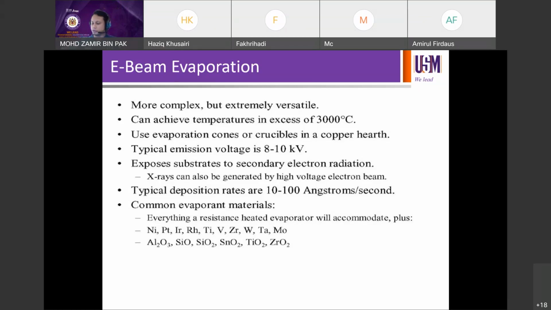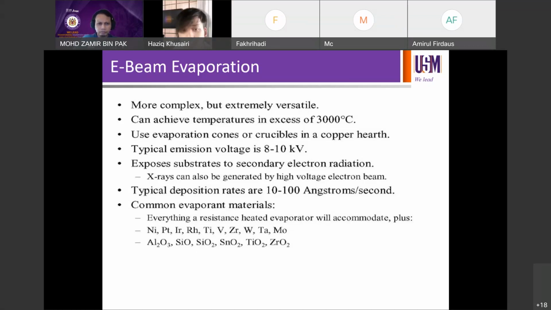If you compare to thermal evaporation, it is typically up to 1000 degrees Celsius melting point. You can push, but then you need a very high current to initiate evaporation. So that's why the common materials are with melting points of lower than 1000 degrees Celsius. So electron beam can achieve temperatures in excess of 3000 degrees Celsius. So that's like 2000 more. Use evaporation cones, crucibles in a copper hearth.